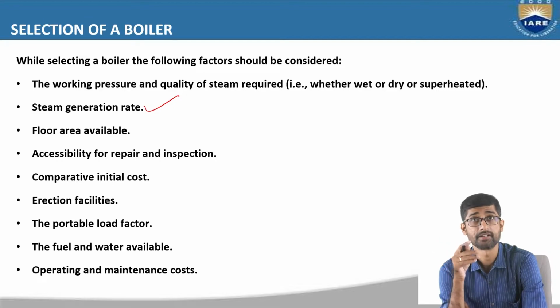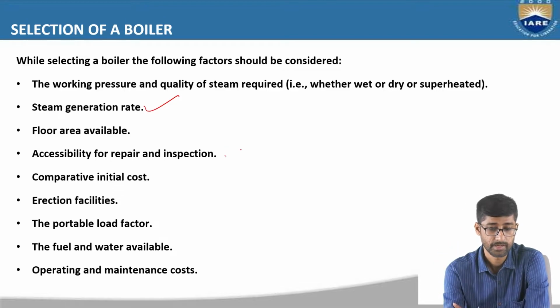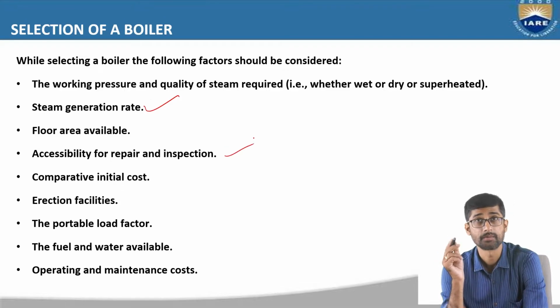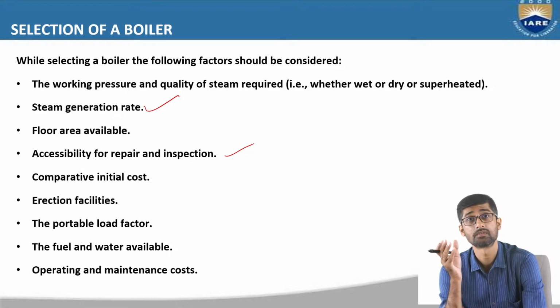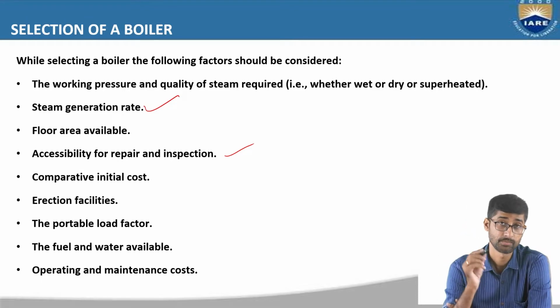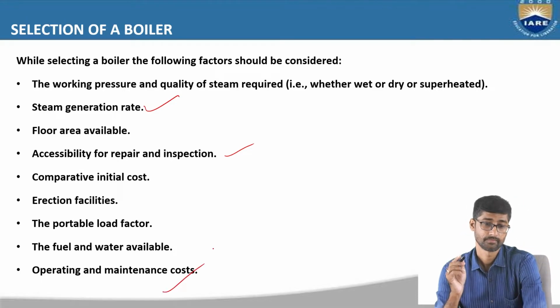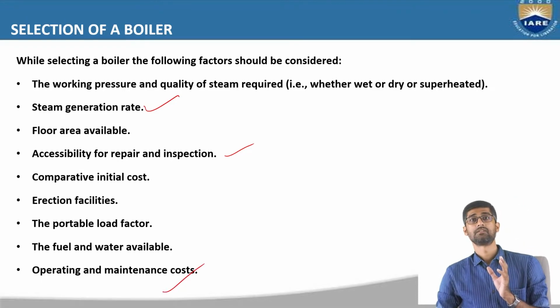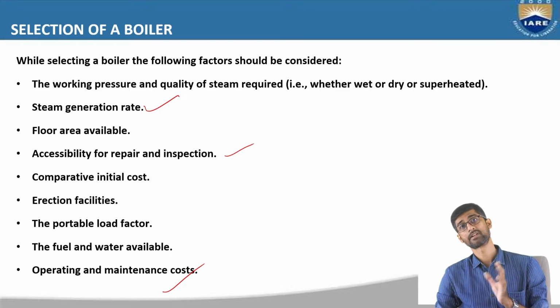And what is the floor area? How much will it require to install the boiler, right? And accessibility for repair and for inspections. You have to see the initial cost, the erection facilities, and the load factors. Also we have to consider the fuel and water available, and most importantly the maintenance cost. When you are selecting a boiler, you have to look at the operating cost and maintenance cost. We have to look into that matter.